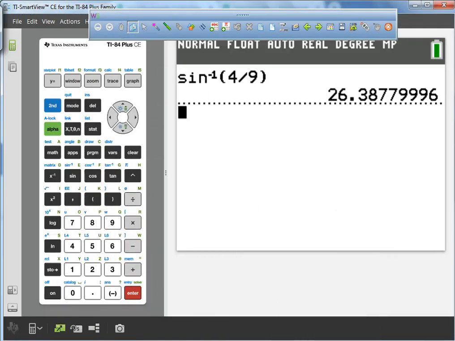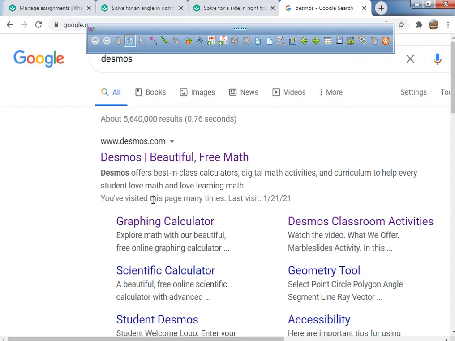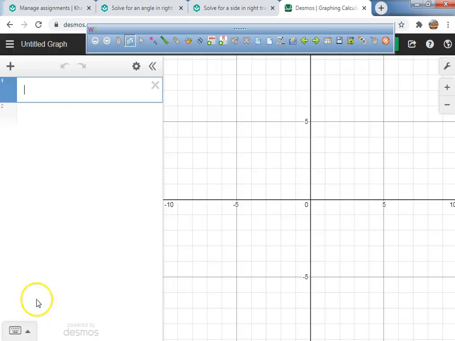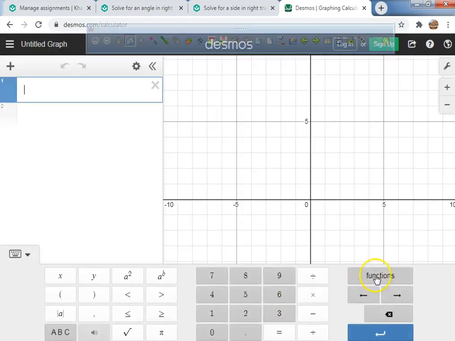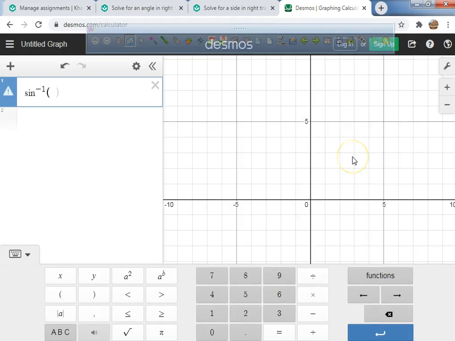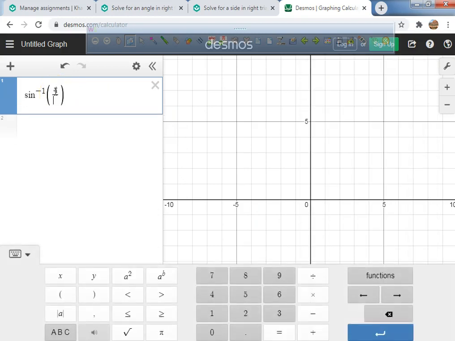Now, if you don't have a graphing calculator, that's okay. Let's say everybody has access to this wonderful program called Desmos. If you're in Desmos, you can go to functions and do what's called the inverse of sine. But make sure, once again, you're not in radians mode, you're in degree mode. So go to the little wrench and make sure you're in degree mode, and then type it into Desmos and you still get the same answer, 26.39.